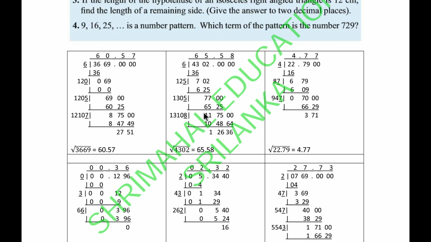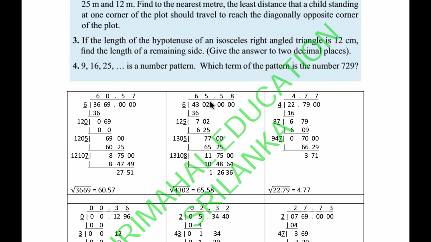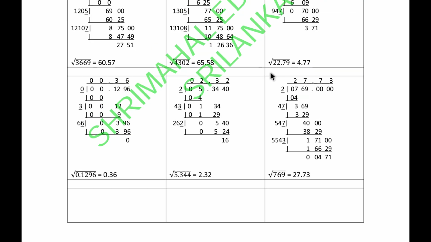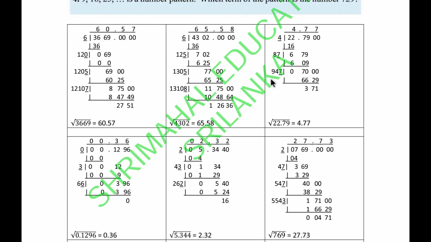In the beginning there are some difficulties, but after you practice several times it will be fine. They say find the value accurate to the second decimal place. These are the root values you need to calculate. First one, square root of 3669. Second one, 4302. Next one, 22.79. Next one, 0.1296. Next one, 5.344. So these are the things required here.